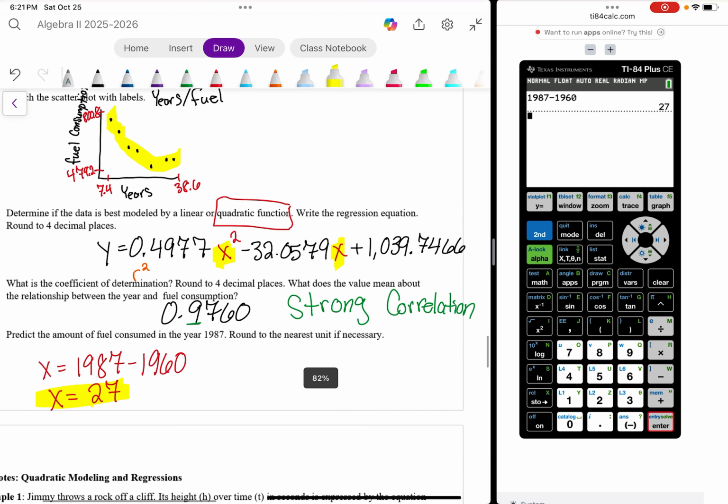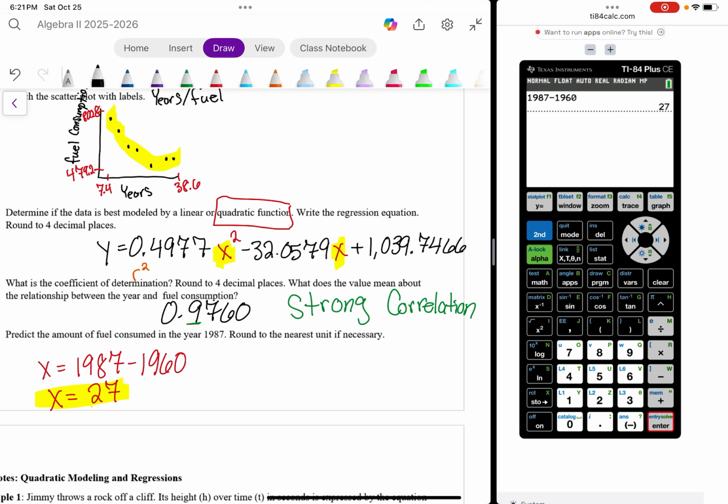If you want to rewrite it with the 27 in there, you can. Or you can just type it into your calculator. So we're going to type our equation 0.4977. And then in parentheses, we're going to do 27 and the squared outside. Minus 32.0579 times 27 plus 1,039.7466.